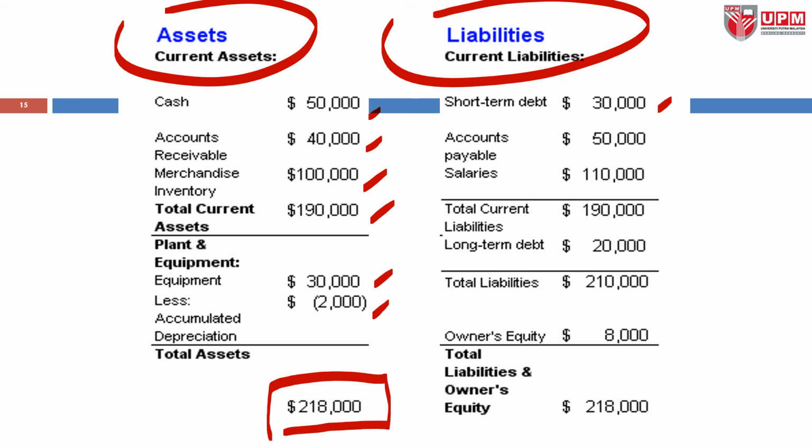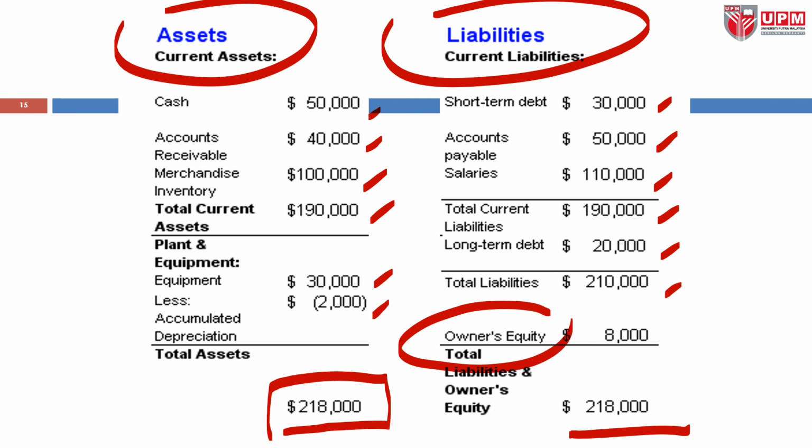We have accounts payable as well as salaries involved. We also have total current liabilities. We have long-term debt, maybe 5 years to 10 years of equipment debt, and total liabilities is 210,000. And we also put down the owner's equity. So this is the third item. Owner's equity is 8,000. So total liabilities and owner's equity is 218,000.